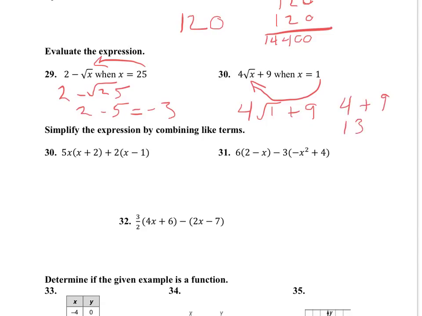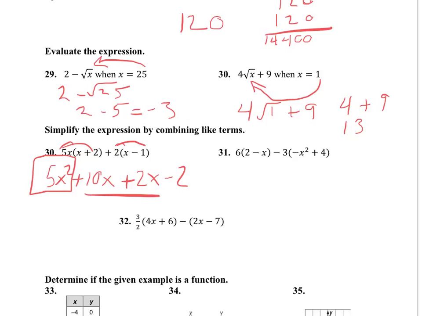30. Okay, got to distribute here. 5x to x and 2x, so let's say that that is 5x squared plus 10x. Plus, well, let's distribute that piece. That's 2x minus 2. Okay, this does not combine with anything because you can't combine an x and an x squared, but those are just x's. So I can say that I have 5x squared plus 12x minus 2. 31 works the same way.